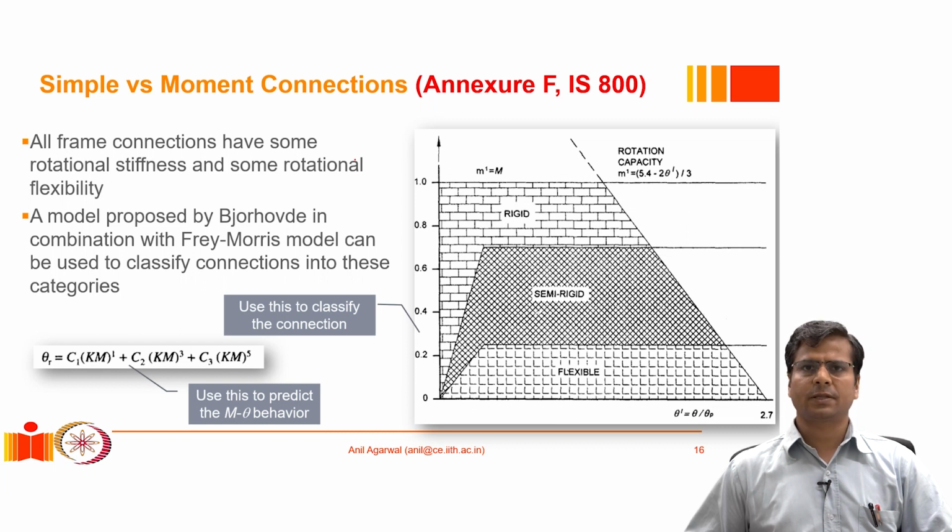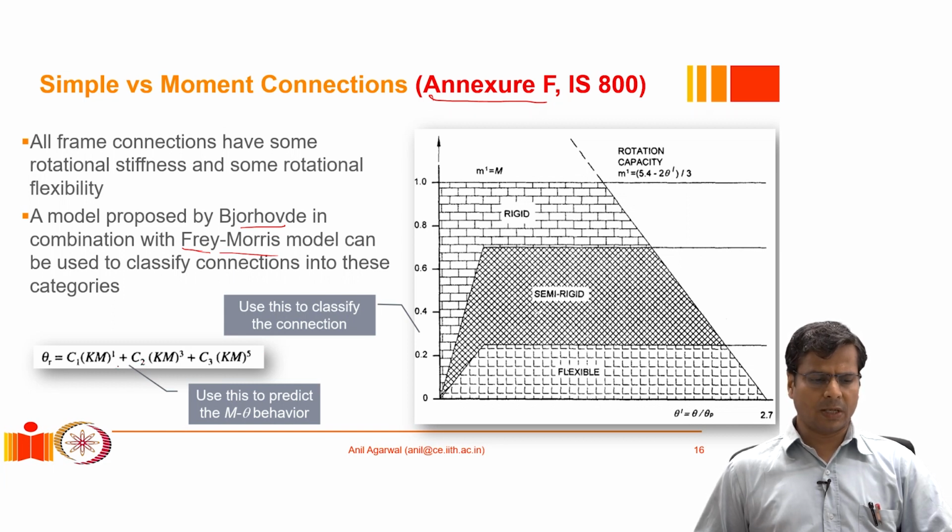The special provisions that are incorporated in the Indian standard IS 800 annexure F list a set of formulae that can be utilized to ascertain whether a particular type of connection is a rigid connection or a flexible or simple connection. This formulation was developed by Professor Bjorhovde, and in addition to the equations for connection stiffness that were proposed by Frey and Morris, these could be utilized to predict whether a given connection is a simple connection or a rigid connection.